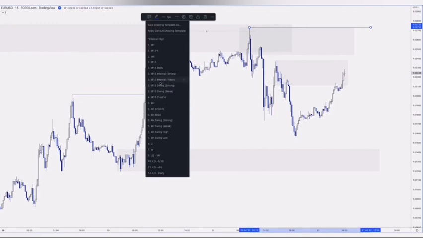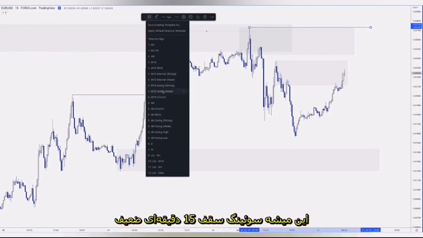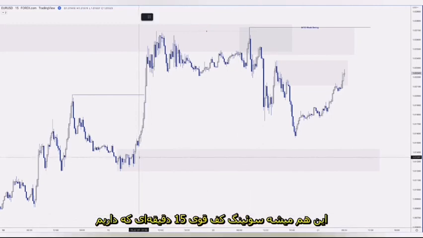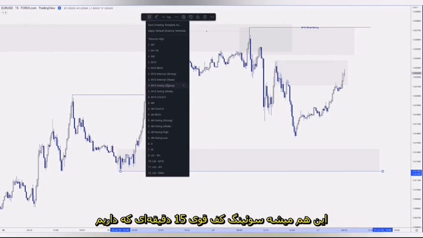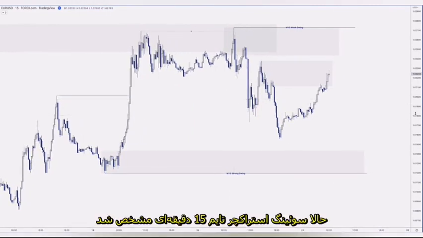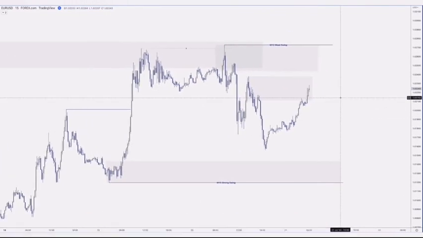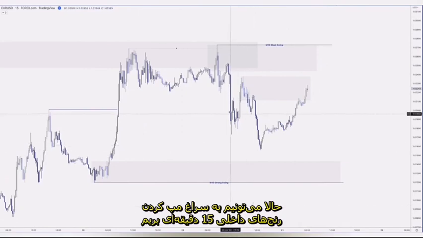Where are we? M15 swing weak. Okay, that took me far too long. And then this being the swing low, obviously the lowest point that had that last breaker structure, which is our M15 strong swing low.